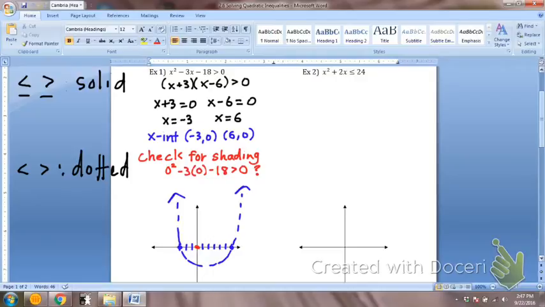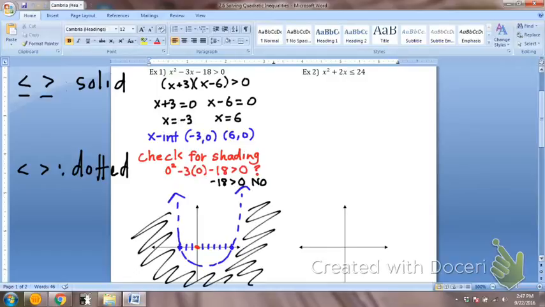Well, 0 squared is 0, and 3 times 0 is 0. So the only thing left on the left side of the problem is negative 18. Is negative 18 greater than 0? No. So do we want 0 in our answer? No, because it did not work when I plugged it in. So 0 is in the middle, which means I don't want to shade in the middle of my parabola. I want to shade on the outside of my parabola.